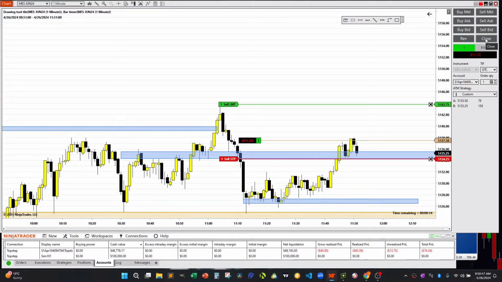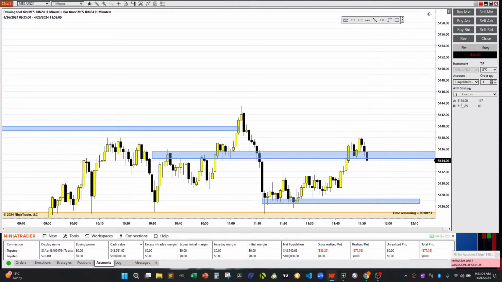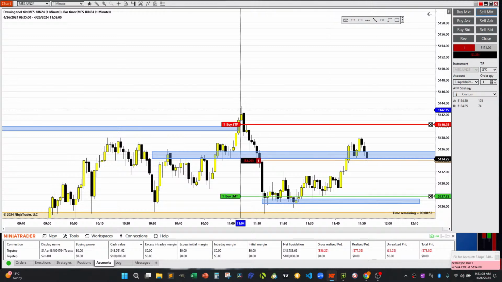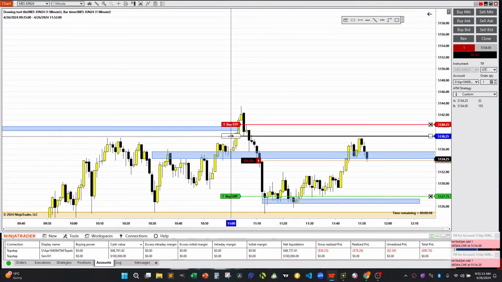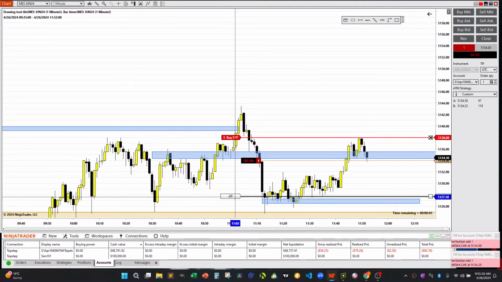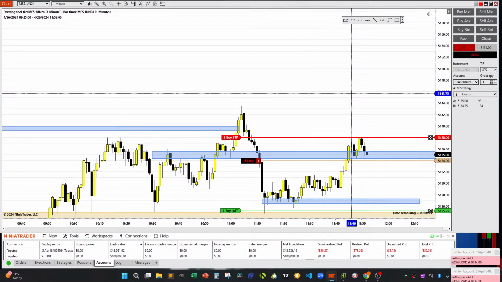And probably did not get that one right, but we will wait and see just a moment. Stop filled. Yep, that was it. Order filled. We're going to break down below the level. Try to come back to this area down here.